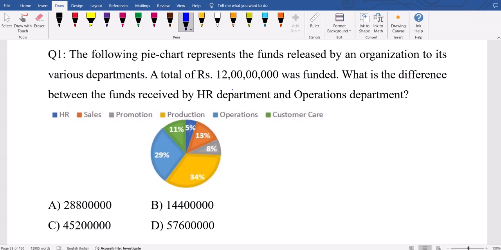Now what is the difference between HR department and operations? So HR department is this blue color, 29%. Operations is this one, 5%. Difference between those, don't calculate separately and take the difference directly. Difference is 24% of the total.